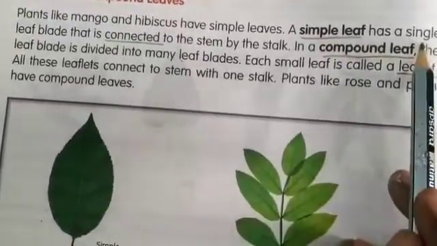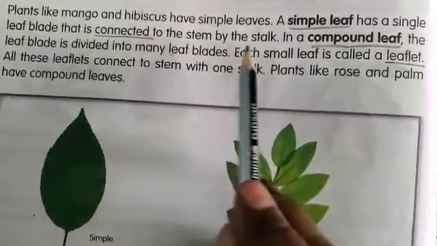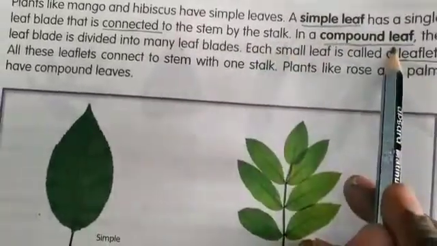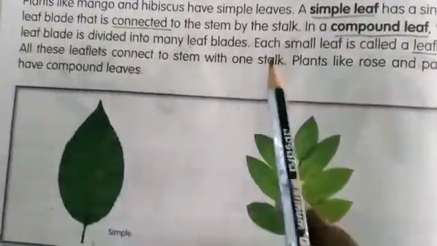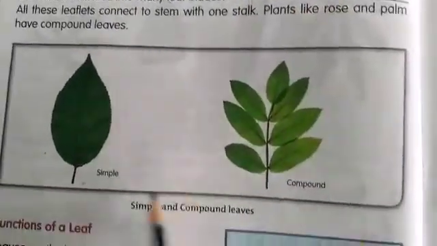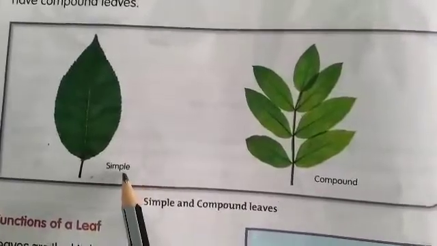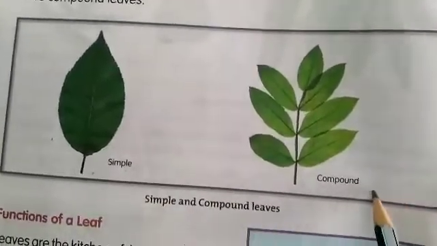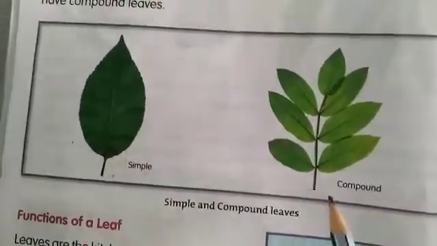A simple leaf has a single leaf blade which is connected to the stem by a stalk, whereas in a compound leaf the blade is divided into many leaf blades, and each small leaf is called a leaflet. You should be able to draw simple and compound leaves, children. They may ask you to draw simple and compound leaves.